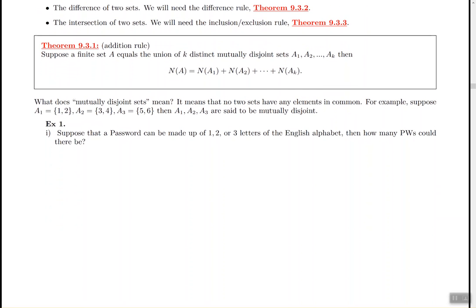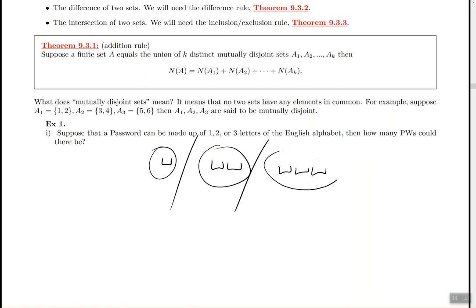It says, suppose that a password can be made up of either 1 or 2 or 3 letters of the English alphabet. How many passwords could there be? So remember, my password could be either 1 character long, and that's it, or it could be 2 characters long, and that's it, or it could be 3 characters long, and that's it. So as you can see, my passwords can be grouped: all the 1-letter passwords, all the 2-letter passwords, and all the 3-letter passwords can be separated. And not a single password will overlap, or be able to transfer from here to there or vice versa. So this is an example of 3 sets that are mutually disjoint.